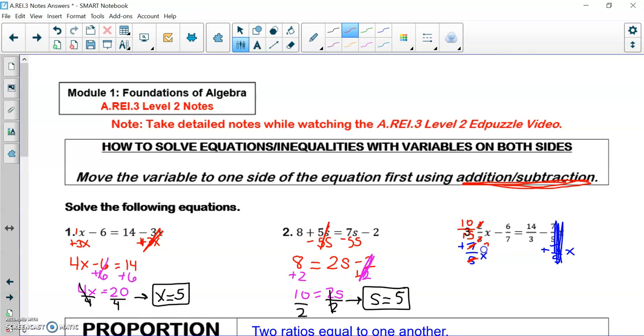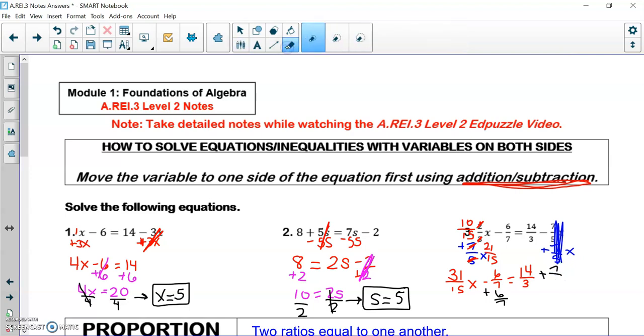So I wind up with a 21/15. So a 10/15 plus a 21/15 is a 31/15 x. And then I have a minus 6/7 is equal to a 14/3. All right. So now I'm going to add the 6/7 over. Oops, 7 6 is 6/7.